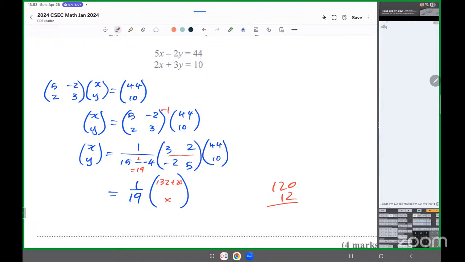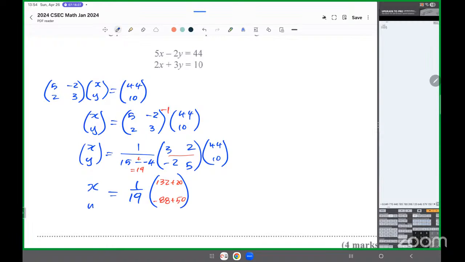Then this value down here, this row times this column. So it's minus 2 times the 44, and 5 times the 10. All right, so it becomes minus 2 times the 44 is negative 88, and 5 times the 10 is 50. So you see you get some nice values. You get multiples of the 19.